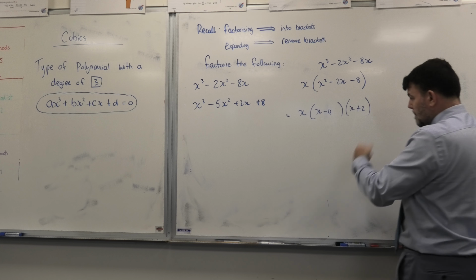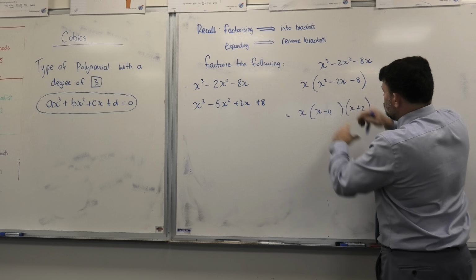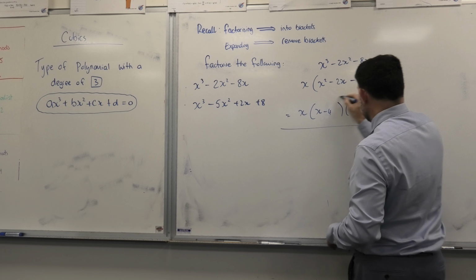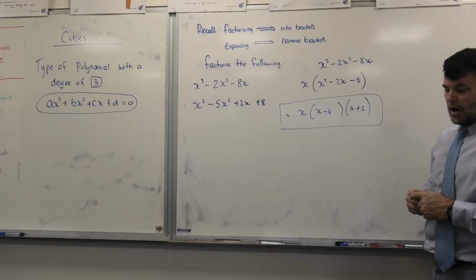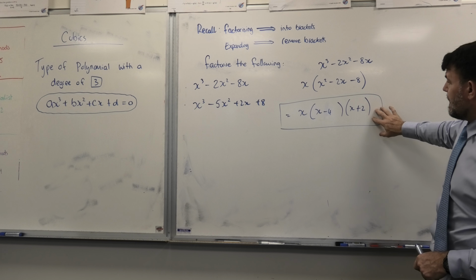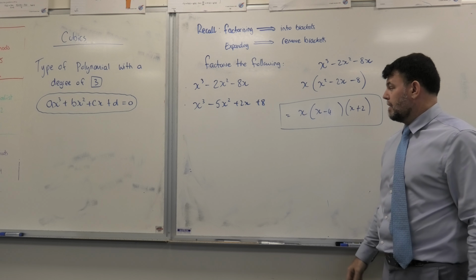Let's double check that. Negative 4 times positive 2 is negative 8. Negative 4 plus 2 is negative 2. So therefore, here would be my answer. I've factorised this down into its factors: x, x minus 4, x plus 2. I'm not going to solve that.